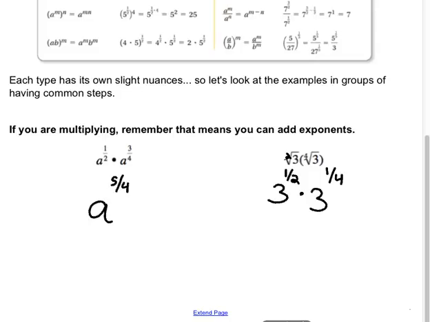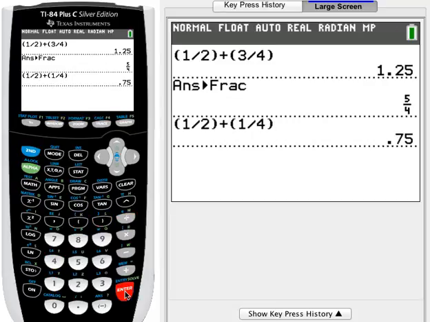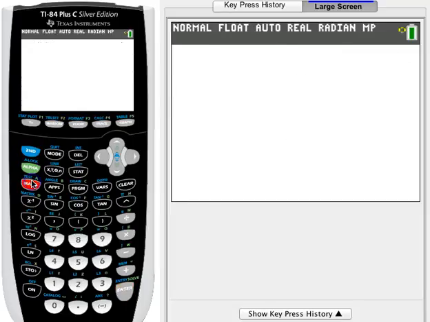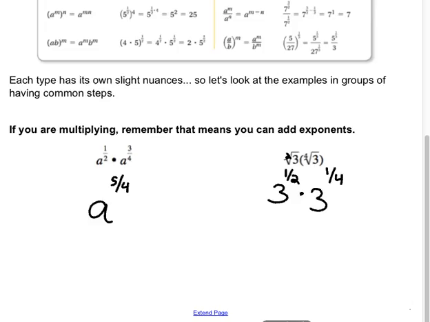Now I can apply that same property that we used in the first problem. All I have to do is, in my calculator, take 1/2 plus 1/4. Hopefully you know what that fraction is, but again, if you need a little bit of help, go into math, turn it into a fraction, boom, you have your answer. And your answer is going to be 3 to the 3/4 power. So multiplying rules, not that difficult, right? All you're doing is adding.